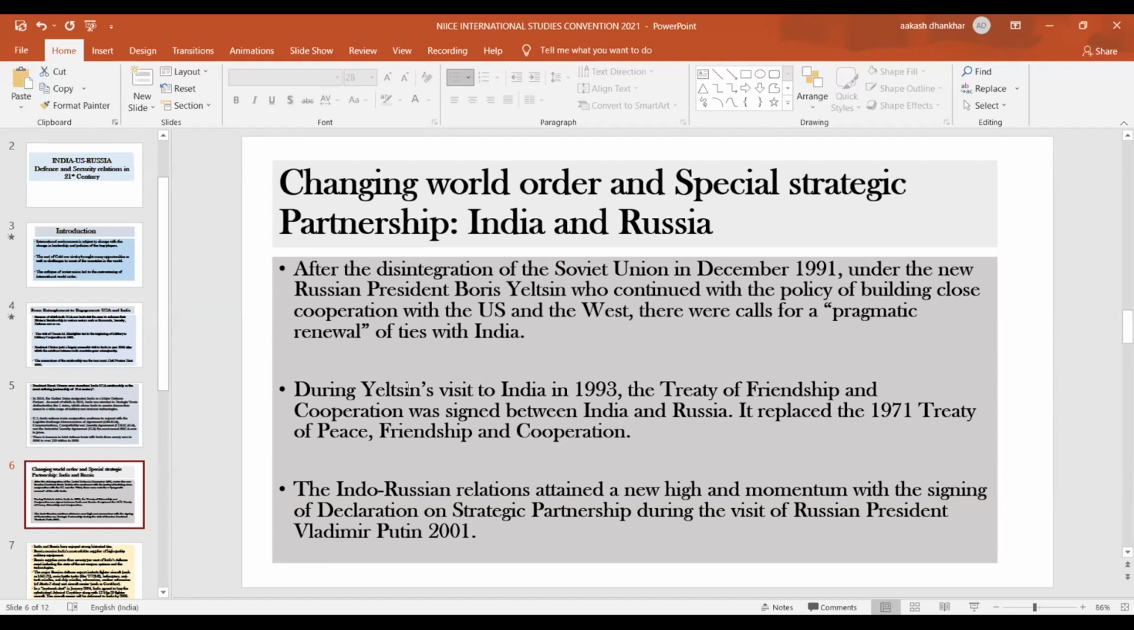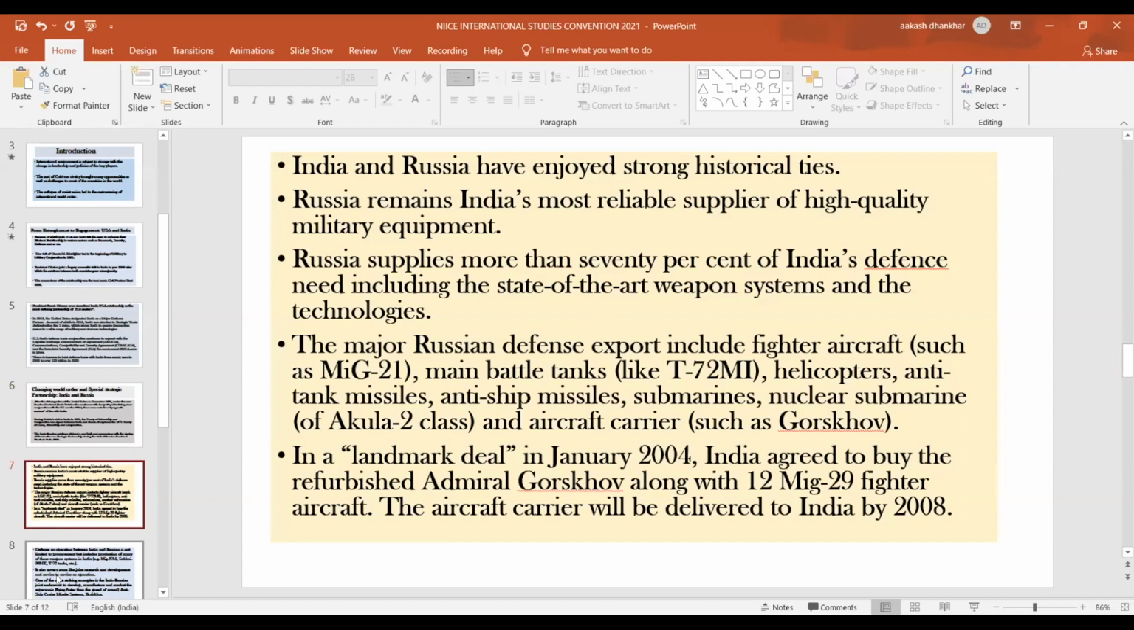Indo-Russian relations attained a new height and momentum with the signing of a declaration on strategic partnership during the visit of President Putin in 2001. India and Russia have enjoyed strong historical ties. Russia remains India's most reliable supplier of high-tech, quality military equipment. Russia supplies more than 70% of India's defense needs, including state-of-the-art weapon systems and technologies.